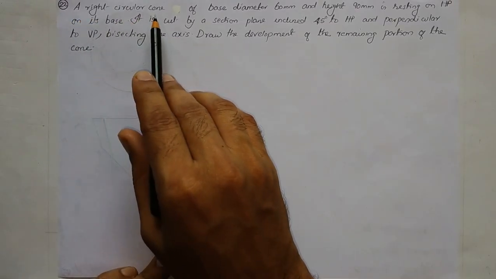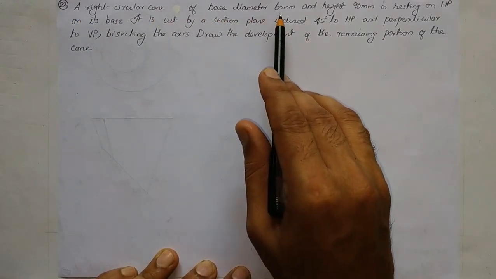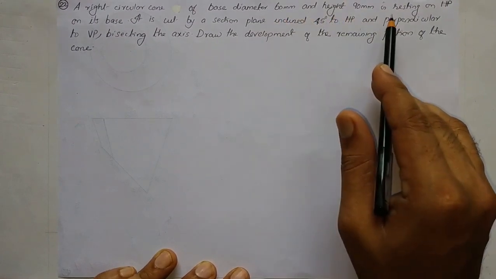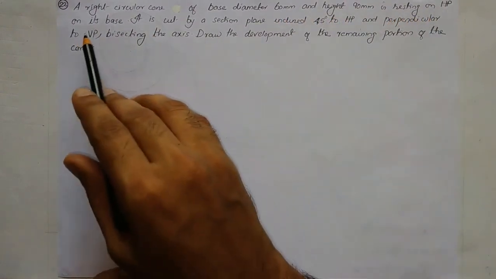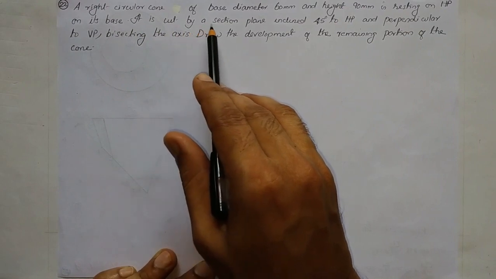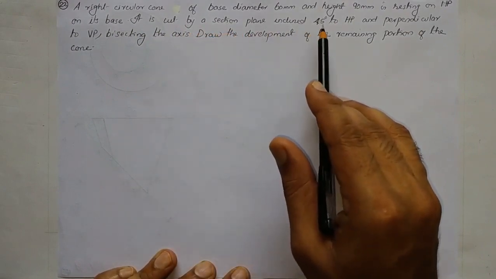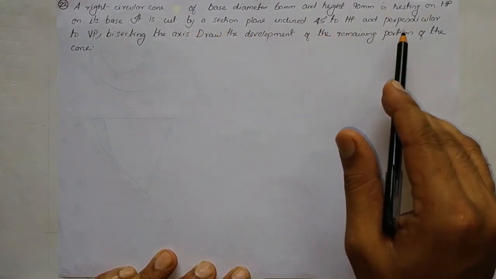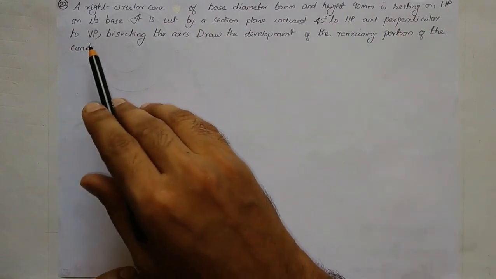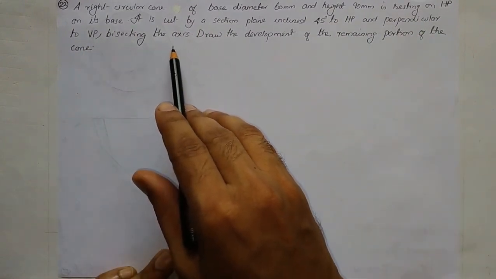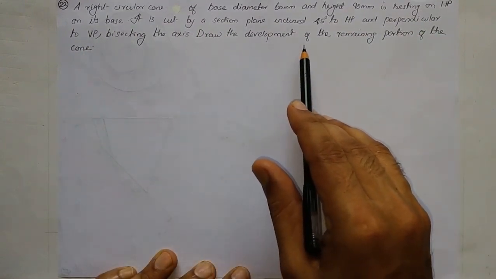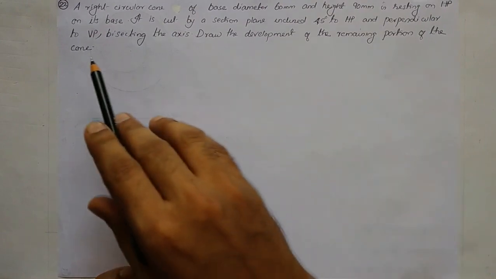A right circular cone of base diameter 60 mm and height 90 mm is resting on HP on its base. It is cut by a section plane inclined 45 degree to HP and perpendicular to VP, bisecting the axis. Draw the development of the remaining portion of the cone.